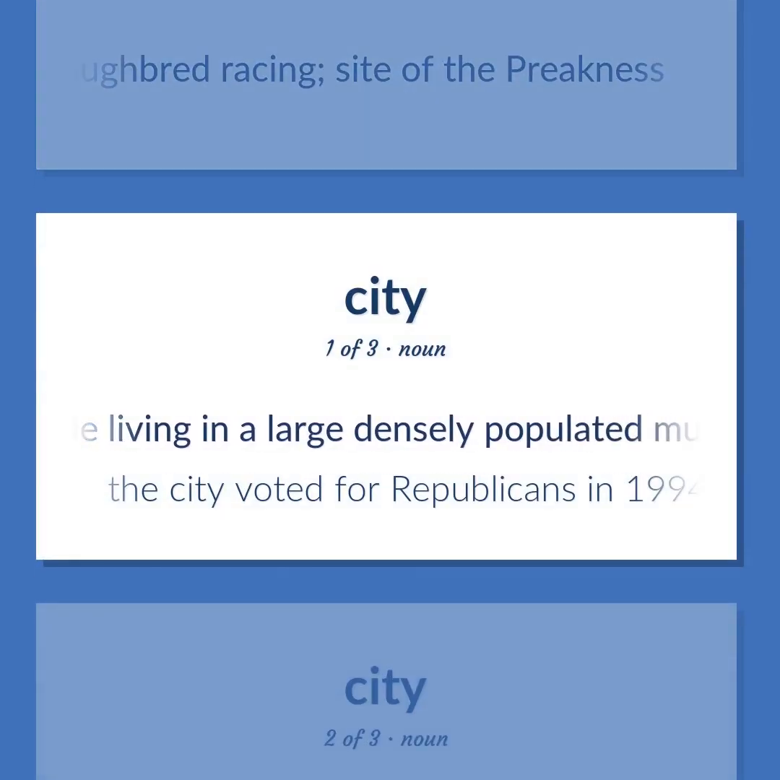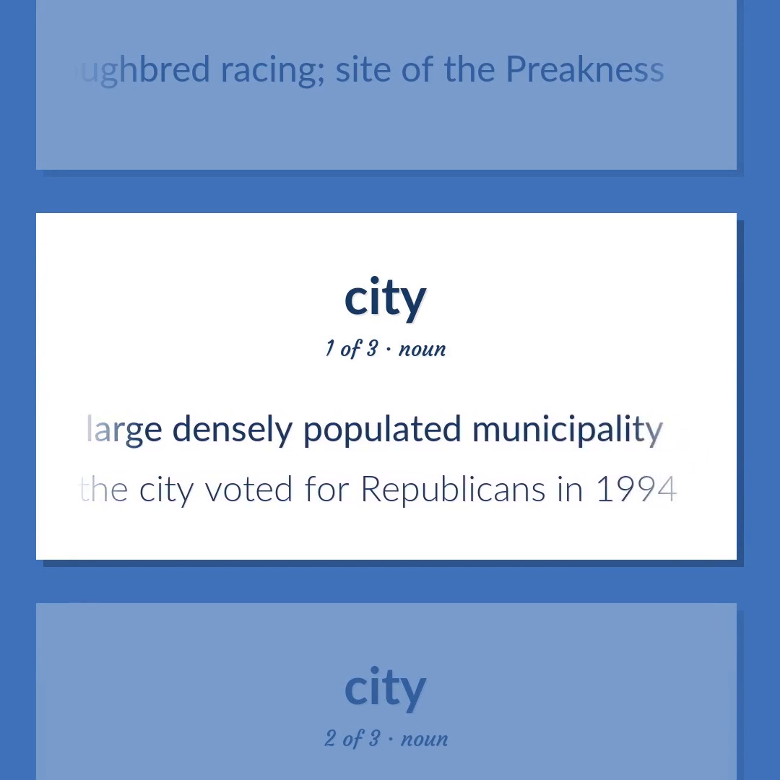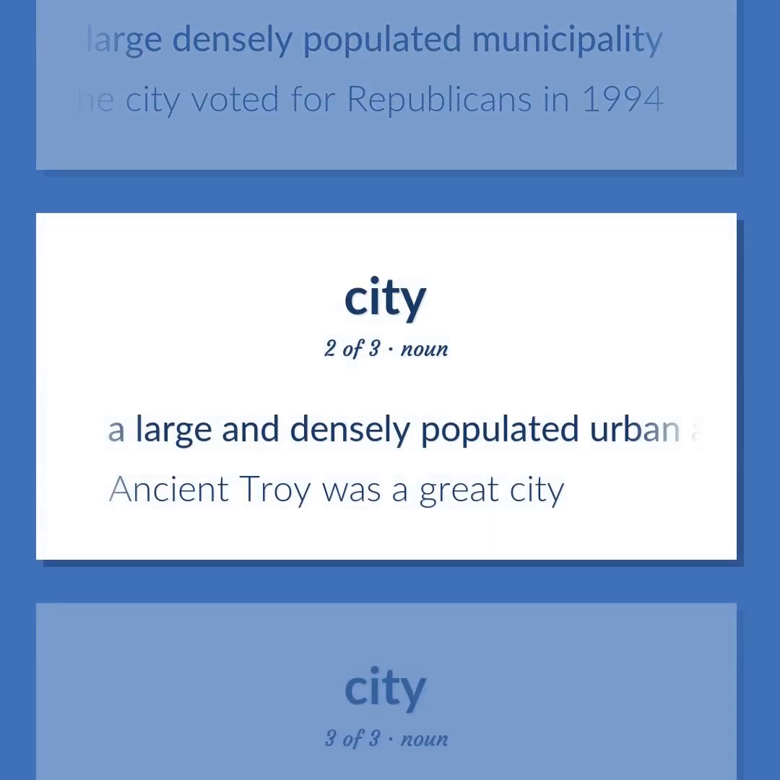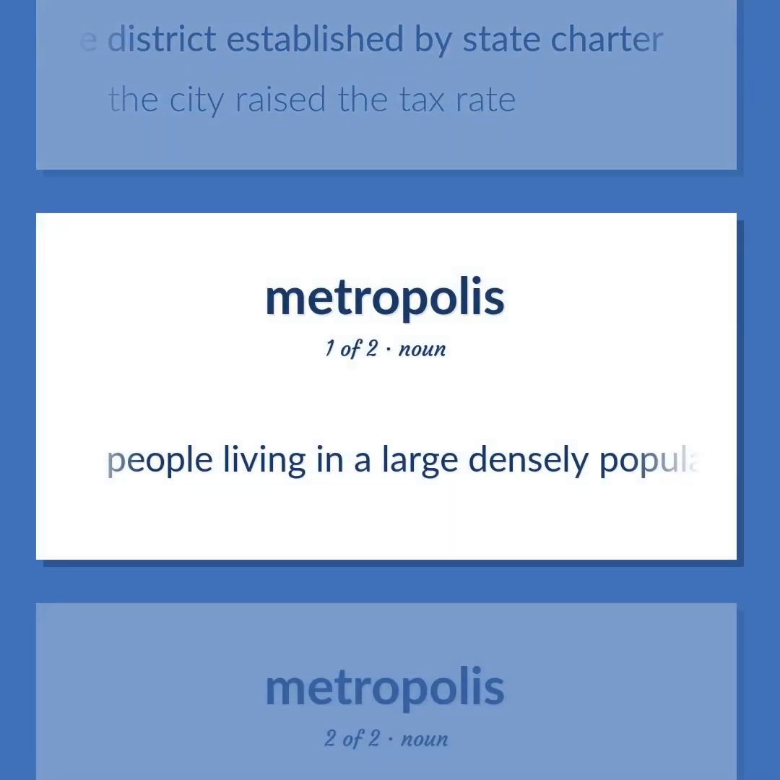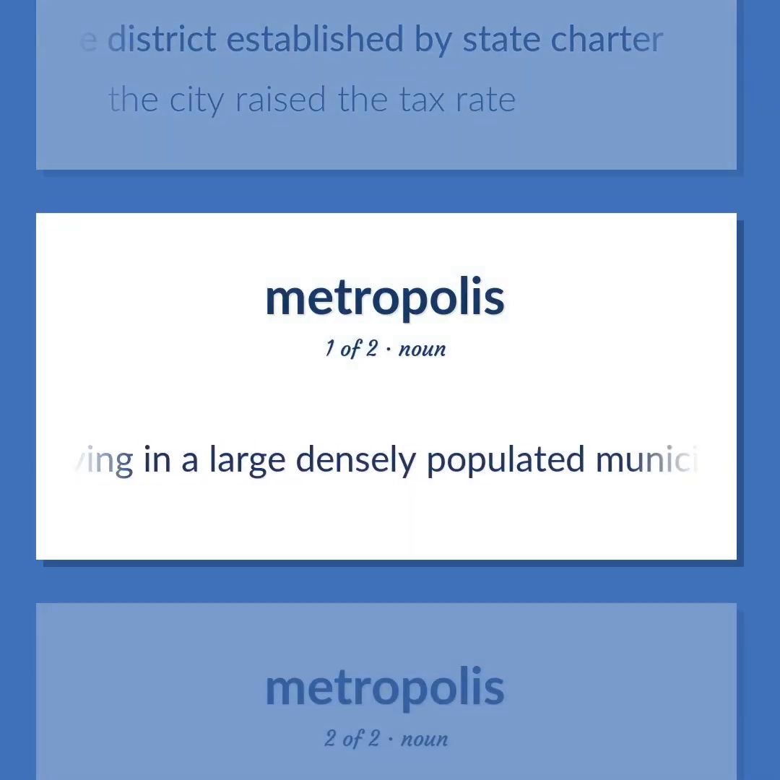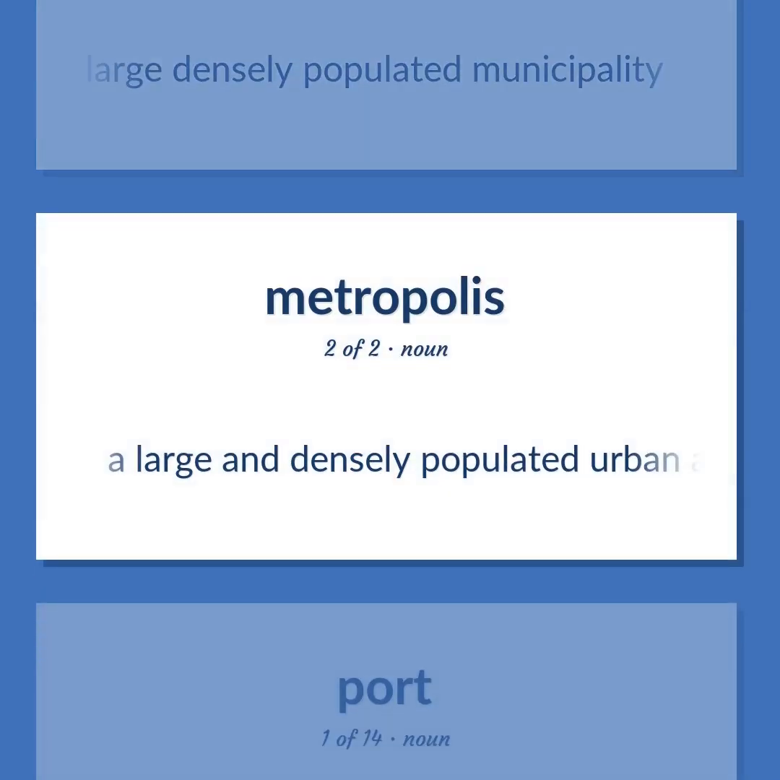People living in a large, densely populated municipality. The city voted for Republicans in 1994. A large and densely populated urban area may include several independent administrative districts. Ancient Troy was a great city. An incorporated administrative district established by state charter. The city raised the tax rate.